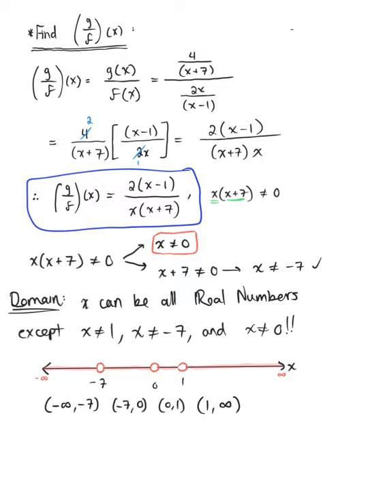Now, we can't just leave our domain like this, these four separate intervals. We need a way to unite them. So to unite them, we add the union symbol. So we are uniting these four intervals. And so this gives us the final answer for the domain of this quotient of functions.